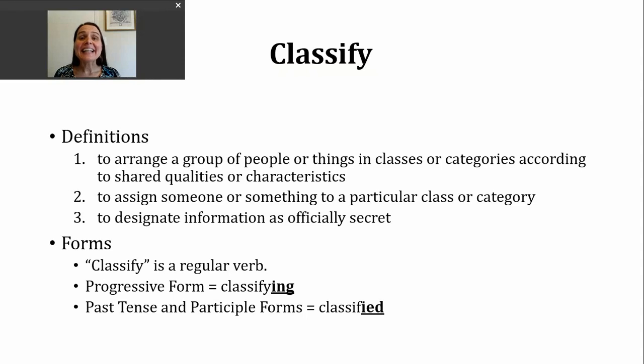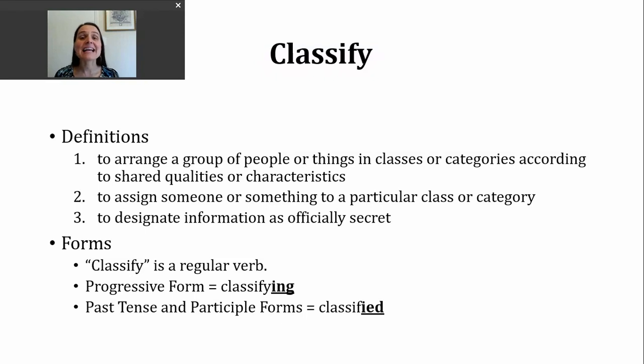You should know that classify is a regular verb. To make the progressive form, all we need to do is add ing to form classifying. The past tense and participle forms of this verb are going to require a spelling change because this verb ends in y. We're going to get rid of the y, add an I, and then add ed to form classified. The base verb, classify, ends with a vowel sound. So our past tense ending is making a D sound. Make sure you can hear it.